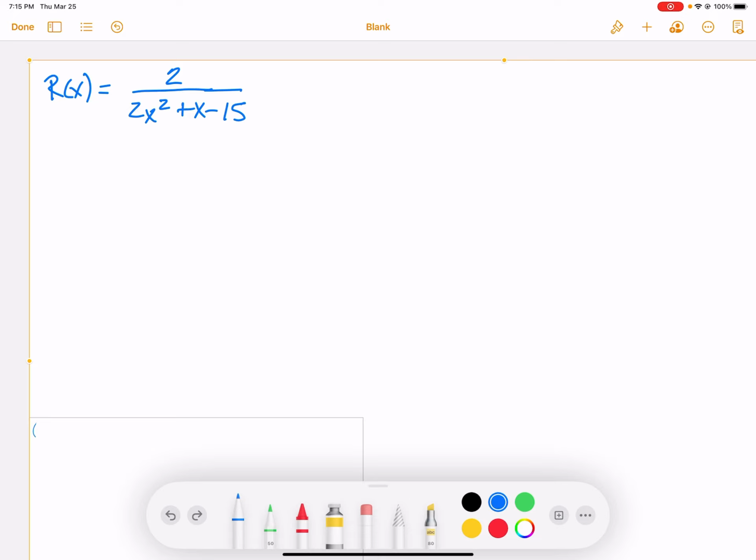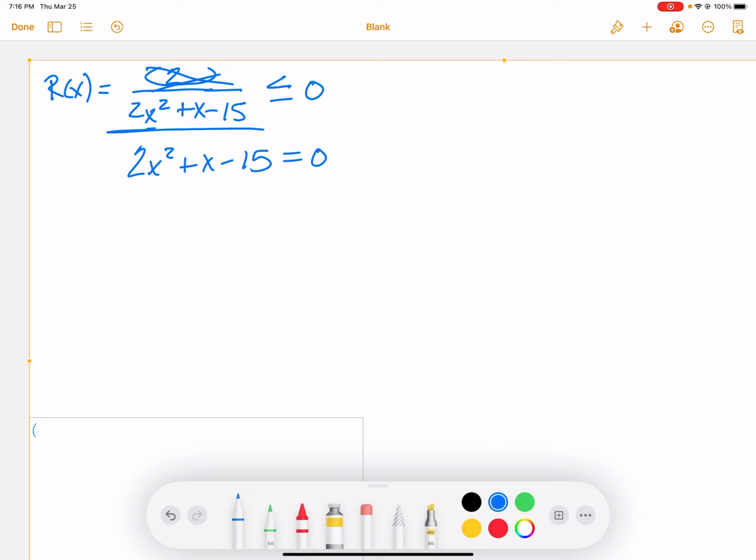Anyways, question 501. It's saying, given this function, find the values of x that make the function less than or equal to 0. So we want to know which values make it less than or equal to 0. Because there isn't a variable in the numerator, we don't really care about that. You can just ignore that completely and focus on what's in the denominator. So we can rewrite that as 2x squared plus x minus 15, and let's write it as equal to 0. And then we can just solve for x like we would any other problem.